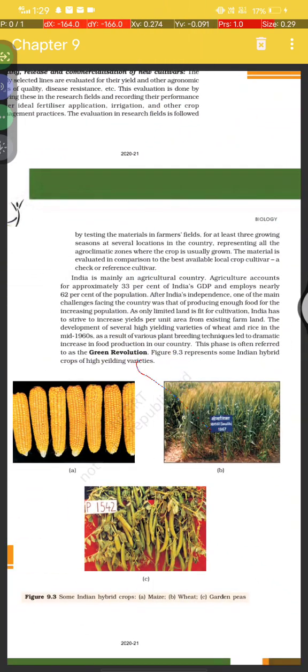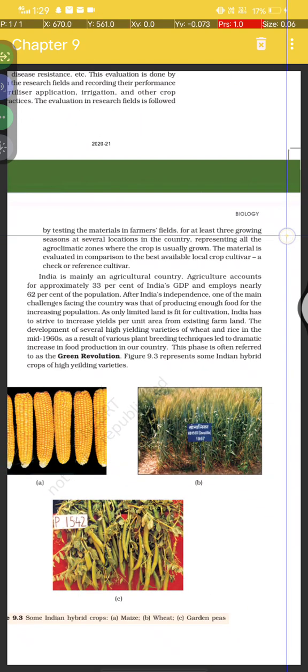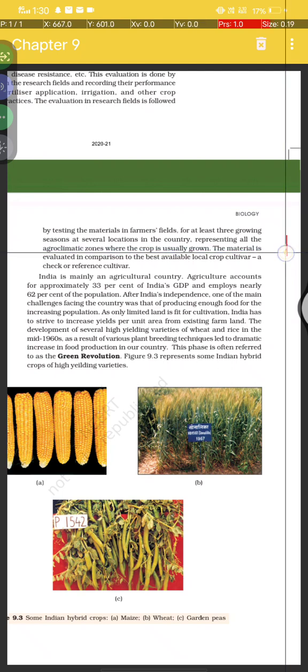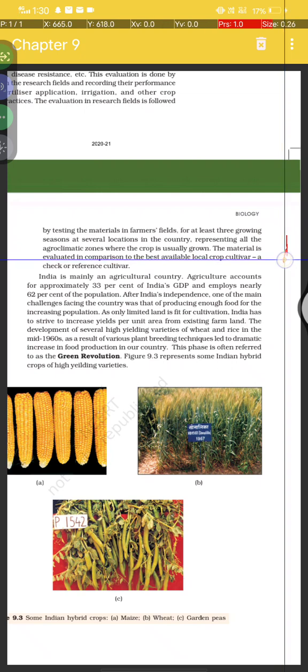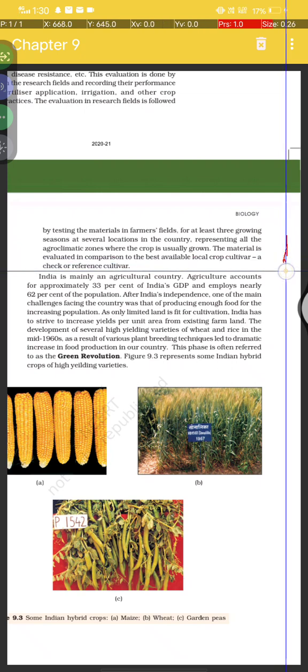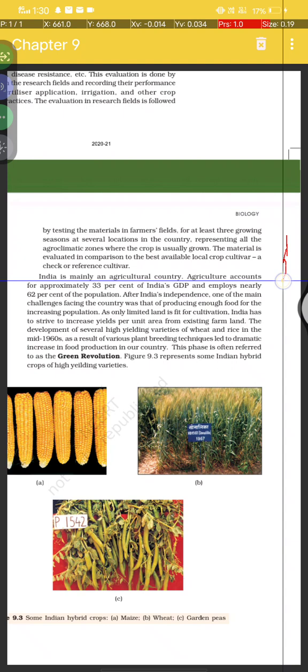The evaluation in research fields is followed by testing the materials in farmers' fields for at least three growing seasons at several locations in the country, representing all the agroclimatic zones where the crop is usually grown, and the material is evaluated in comparison to the best available local crop cultivar, a check or reference cultivar. India is mainly an agriculture country.